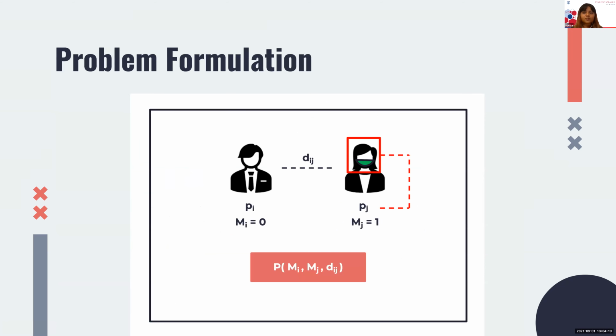So let's discuss the formulation of our problem. Now let's consider this case. There is a person, PI, in an enclosed or confined space. The probability of them wearing a mask is 0. Now a new person comes in, PJ, as you can see in this image. So the probability of them wearing a mask is 1, as you can see that they are wearing a mask. So the distance between these two people is Dij. The problem we have at hand is to calculate the probability of person J contracting the virus from person I, if they do turn out to be positive.